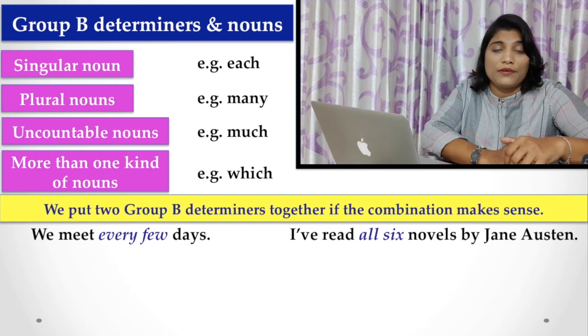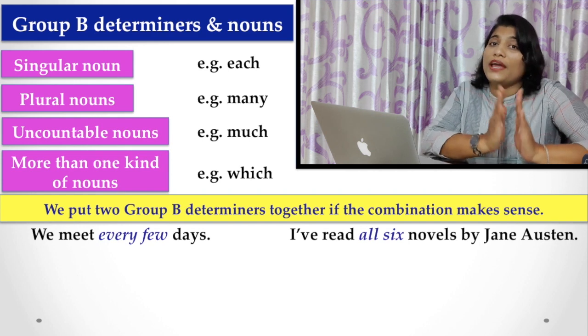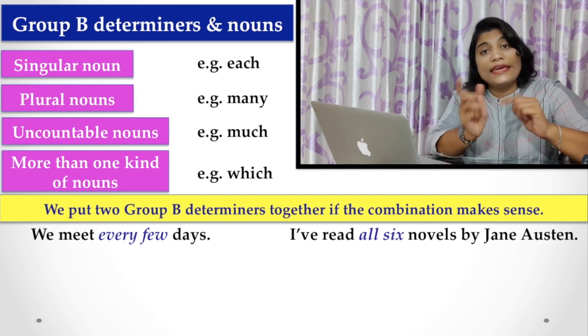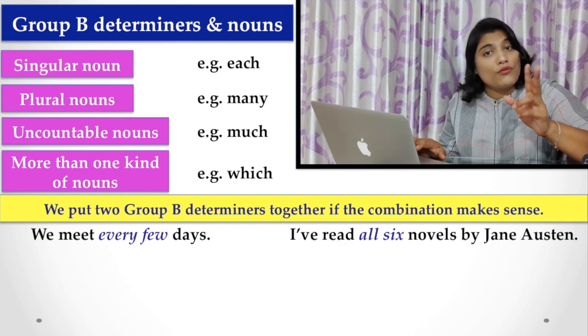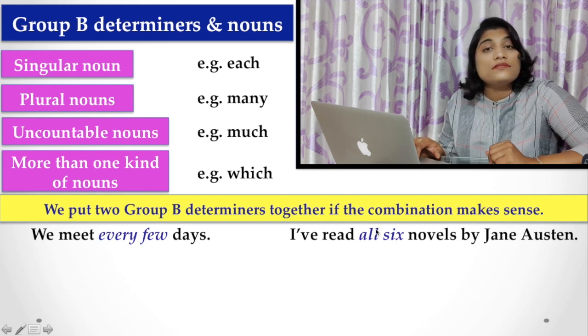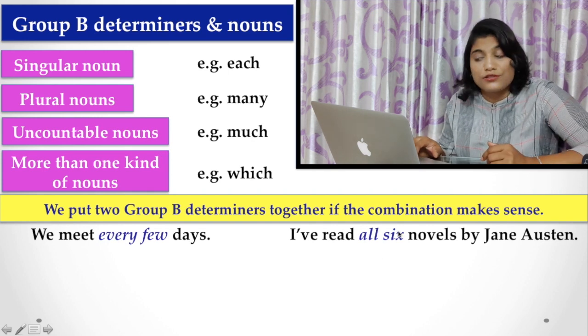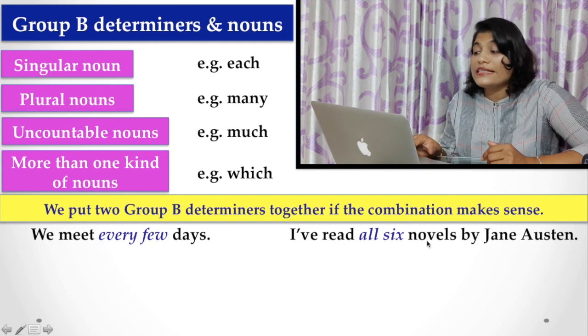Unlike group A determiners, which we don't put together, in the case of group B determiners you can put two together. For example, all six. Here all is a group B determiner and six is also a group B determiner. I have read all six novels by Jane Austen.